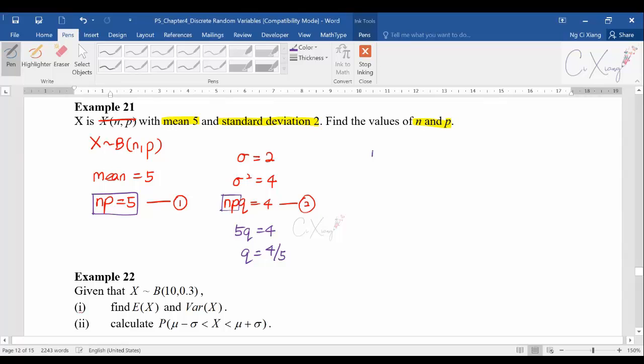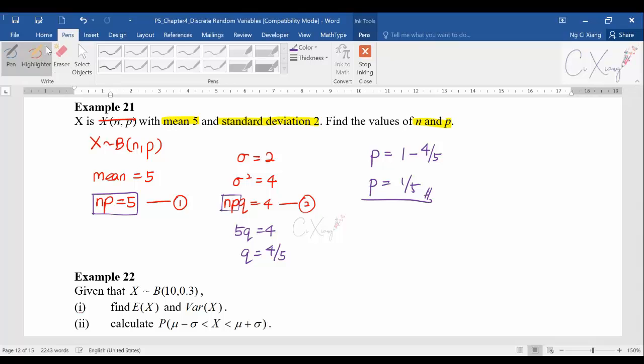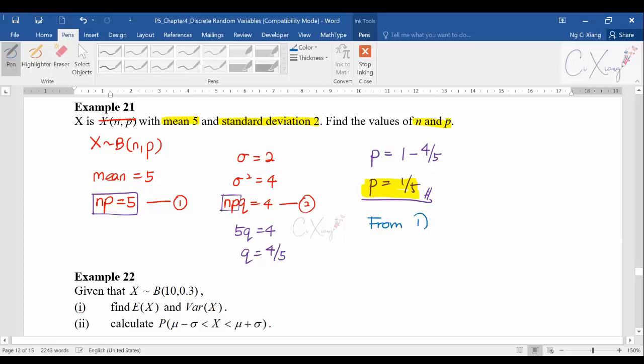Okay, and then just now you know q, what is the value for p then? p is 1 minus q, right? So 1 minus 4 over 5. Therefore, your p is 1 over 5. Okay, so this is how I get the p. Then after that, how can I get the n? Then you get it from equation number 1. Okay, so from equation number 1, I will show the solution for you, the steps. Then you try to get and see whether n is equals to 25 or not.